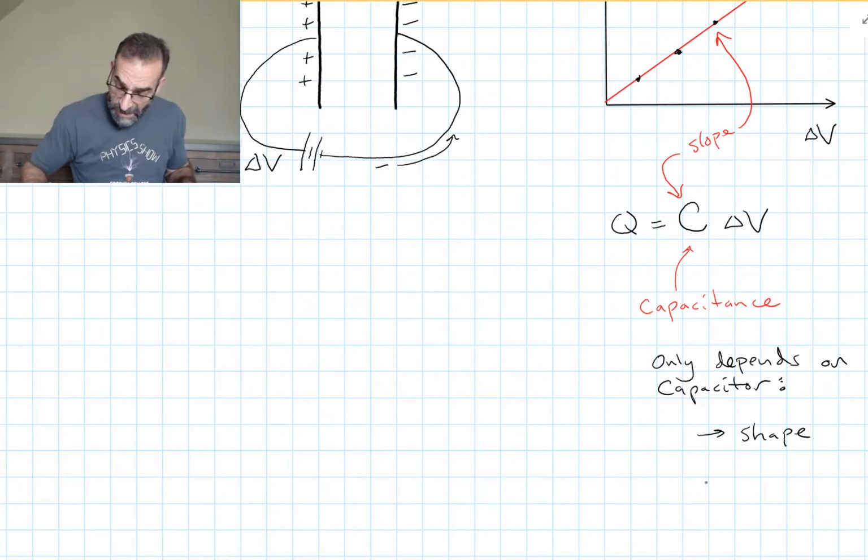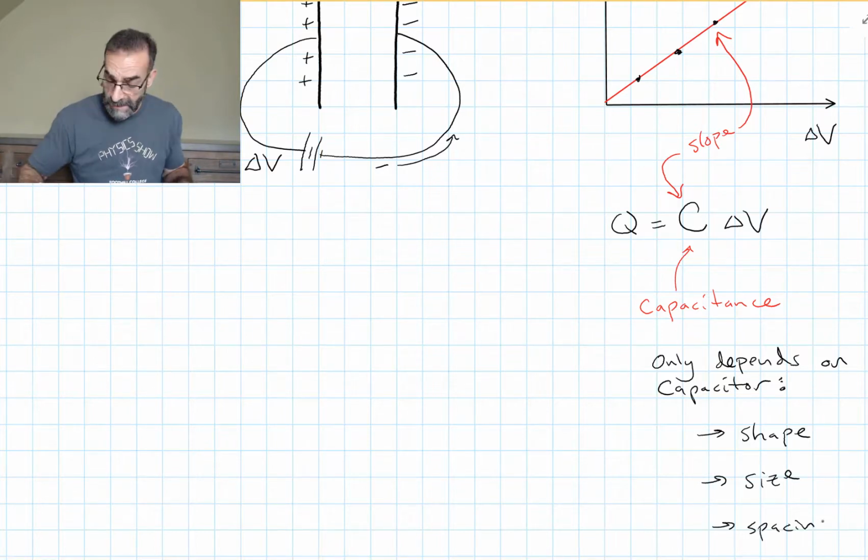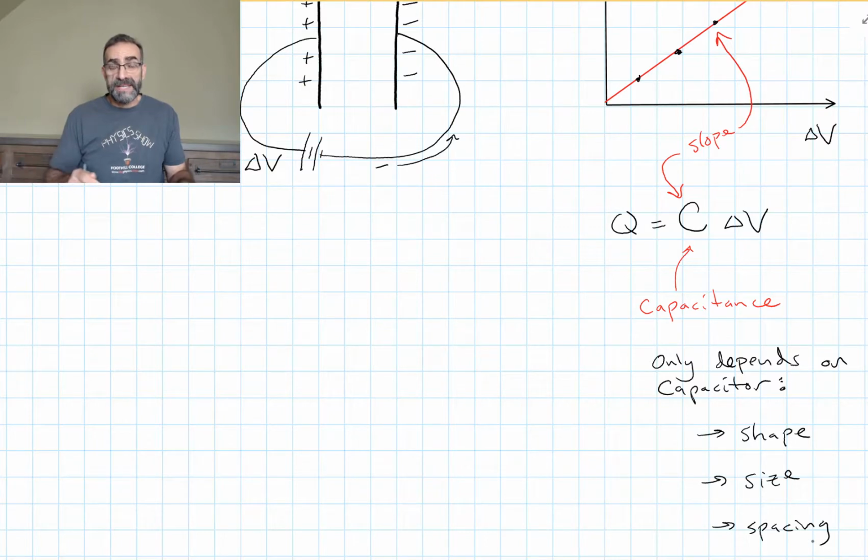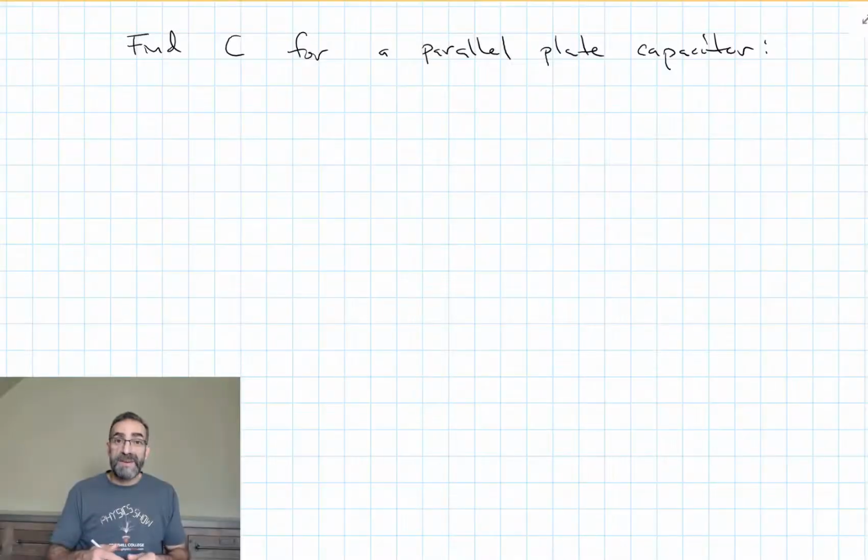What else does it depend on? The size, the spacing, and, which we'll learn shortly, the material between the plates. But we'll come back to that. Now we'll find the capacitance of a parallel plate capacitor. I'm going to show you the techniques, and you can then use them to find the capacitance of a spherical capacitor or a cylindrical capacitor.